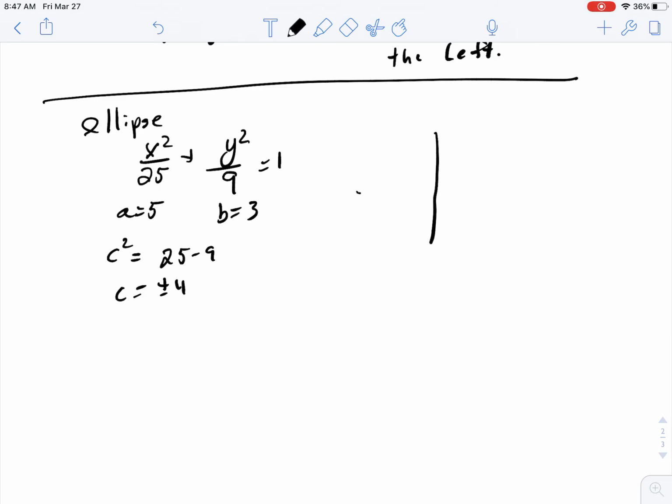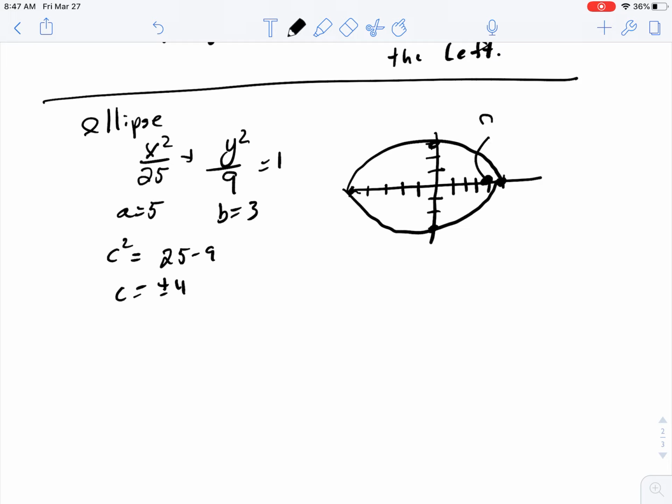Graphing this out on the previous video, we had 5 on the x-axis, 3 on the y, and my focus is right there, (4, 0). And here my focus was (-4, 0).